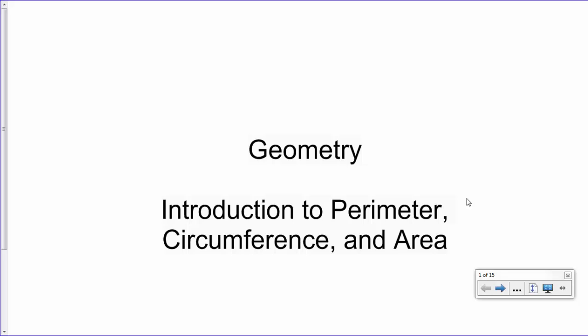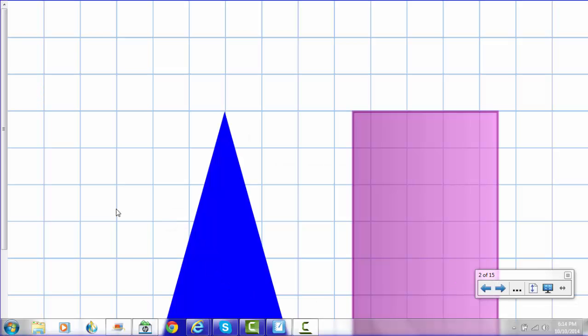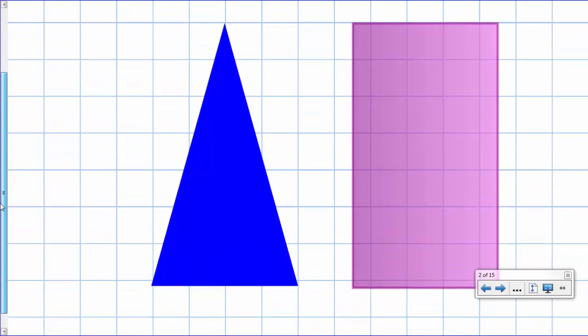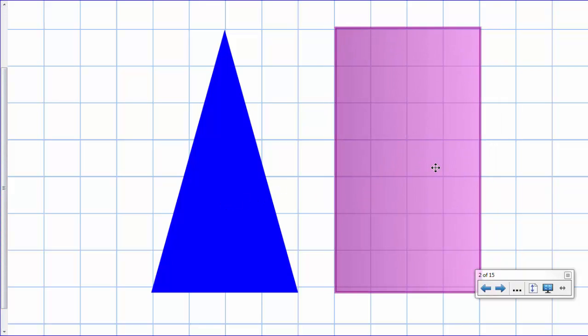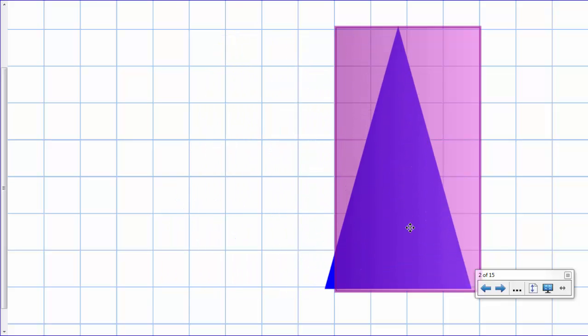Today's lesson is on perimeter, circumference, and area. We'll start by looking at an object and determine its area. We know the area of a rectangle. As you can see, we can count the number of square units for the area of a rectangle. This area is 7 by 4, so 28 square units.